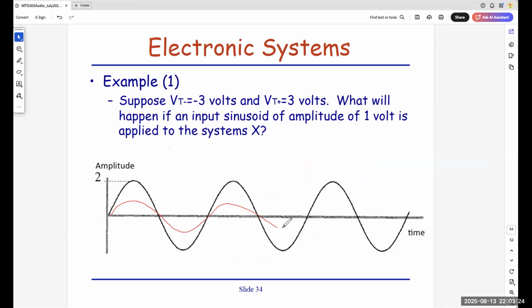The red one is my input. You can linearly put this 1 and -1. The output is this. Okay, sorry. So this is linear.